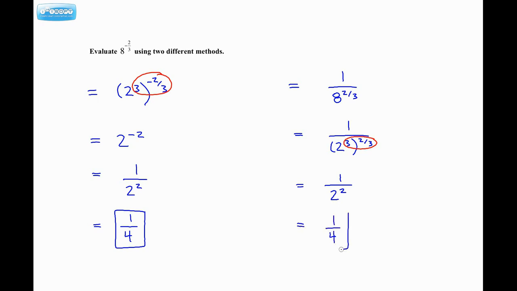So sometimes you might want to deal with the negative exponents first and make them positive. Maybe it looks easier. Or you want to deal with the fractional exponents. It's really up to you. But there's two different ways of getting the same answer.